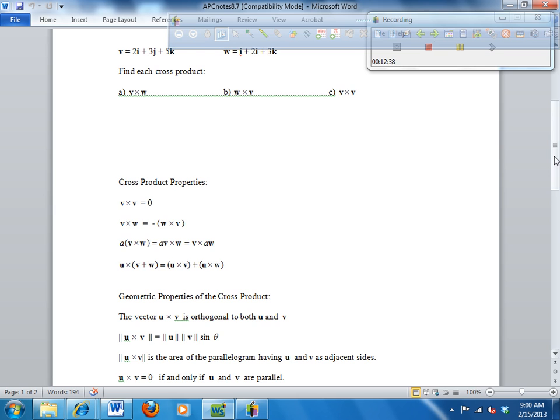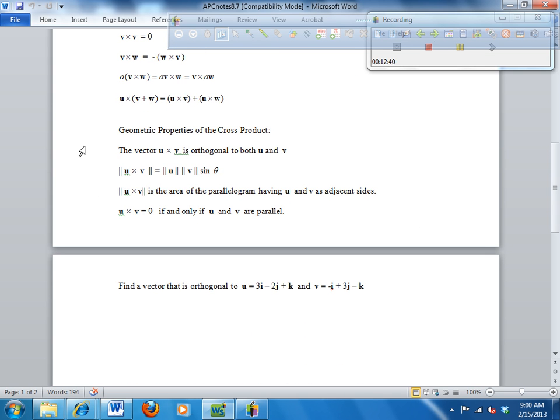Geometric properties of cross products, right? The vector U cross V is orthogonal. We talked about that. That means at 90-degree angles. And the magnitude of U cross V is equal to the magnitude of U times the magnitude of V times the sine of theta, where theta is the angle between them. Okay? And the magnitude of U cross V uses this property right here. The magnitude of U cross V is the area.